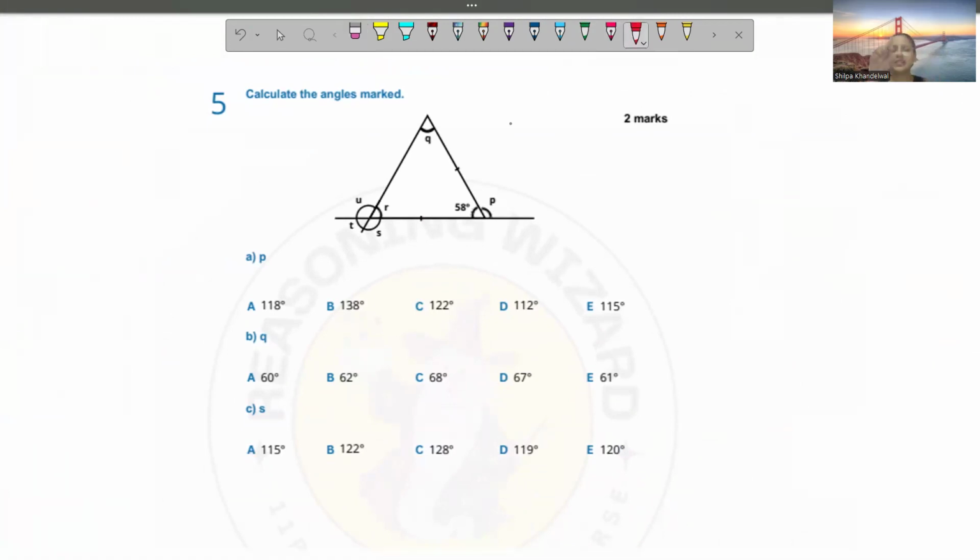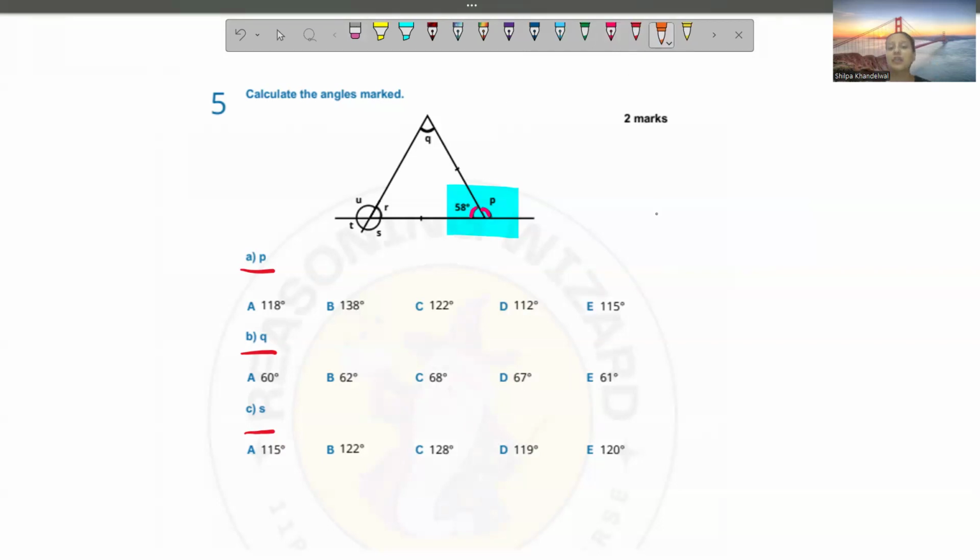Now you can see there is a triangle, and we have to calculate the angles here: angle P, angle Q, and angle S, right? So what are we going to do here, I will tell you. First, let's focus on this part. When you look at this part, you can clearly see that this 15 and P are on the straight line, right? The two angles are on the straight line, correct?